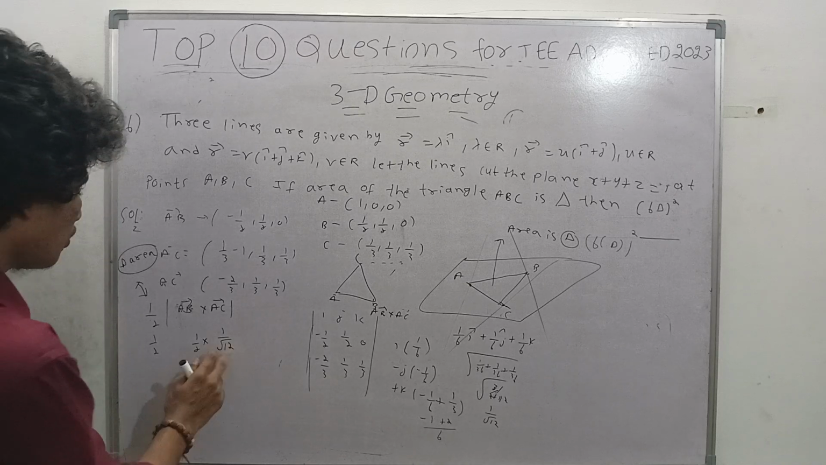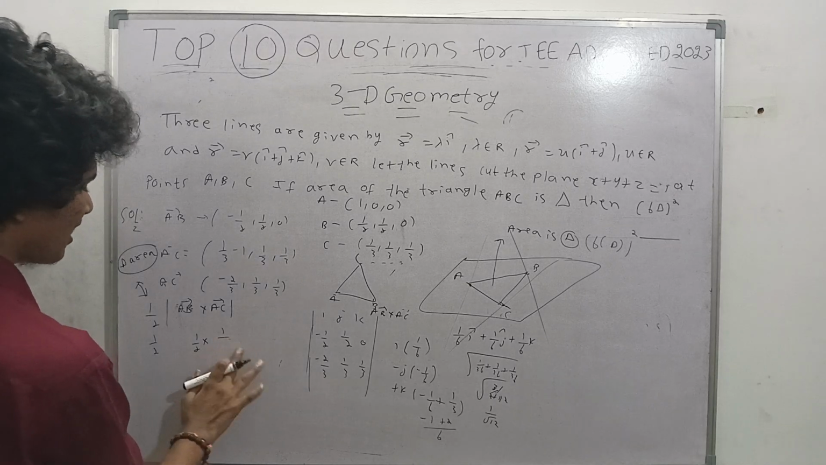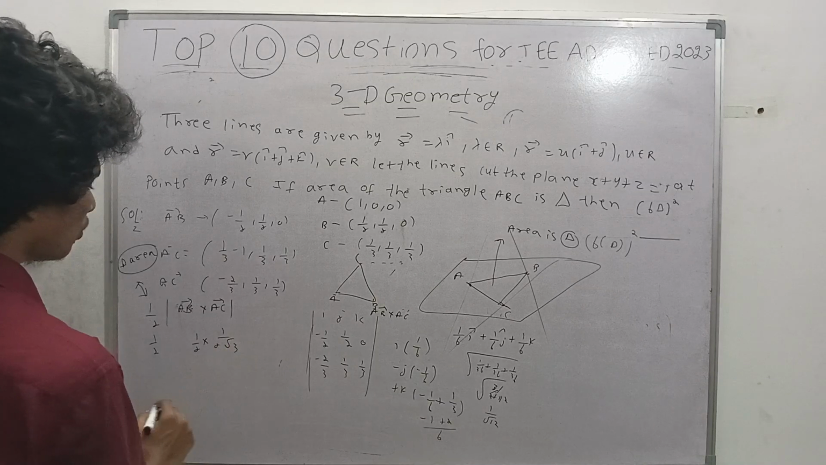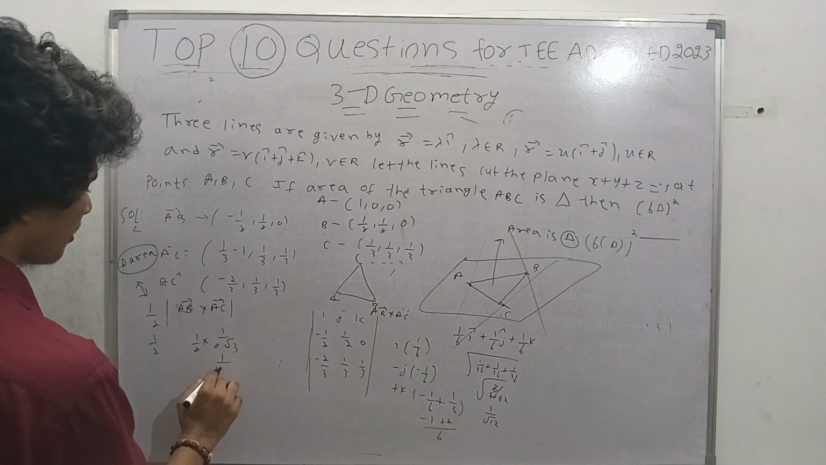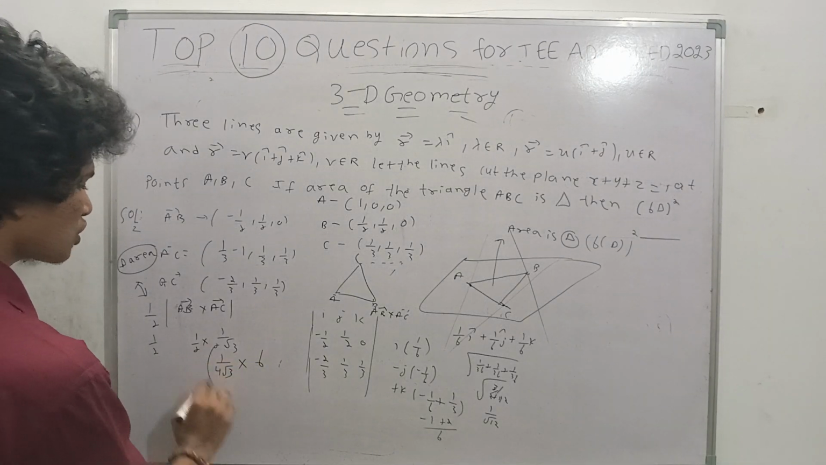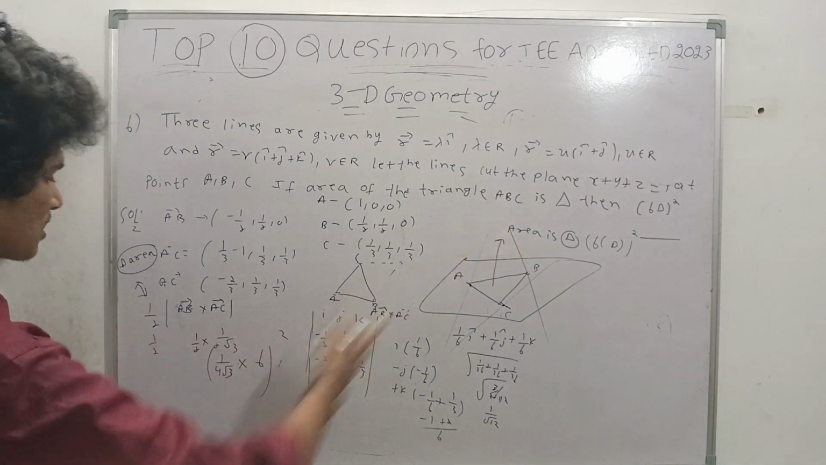Yes, it is 1 by 2 into root 12. Root 12 can be written as root of 4 into 3, which is 2 root 3. So this is 1 by 4 root 3, and 1 by 4 root 3 we have to multiply with 6, and we have to do square because they asked for 6 delta square.